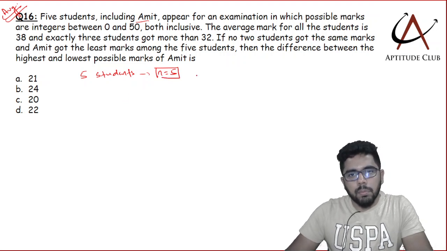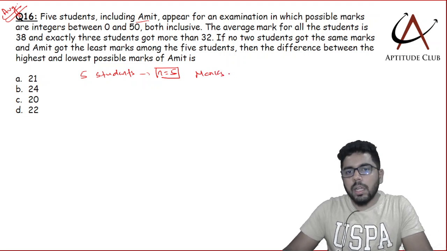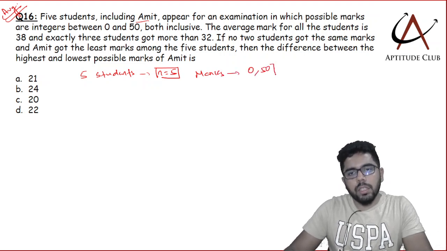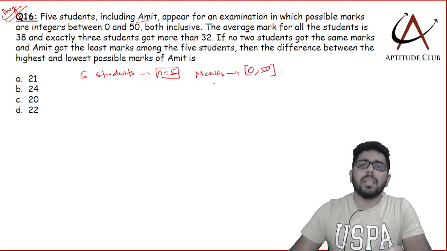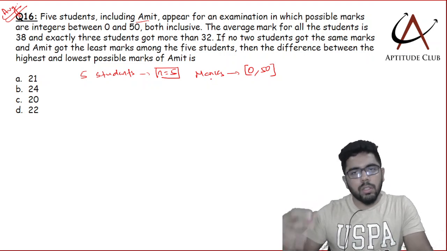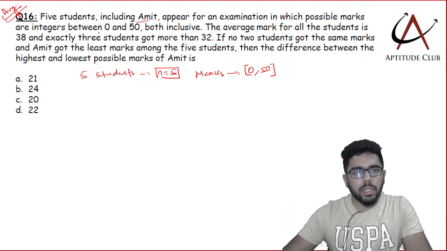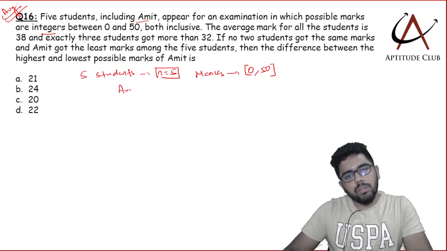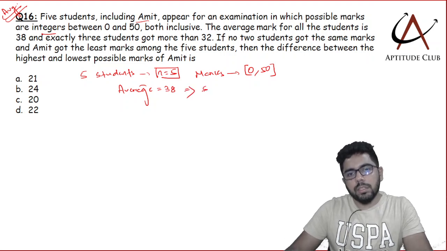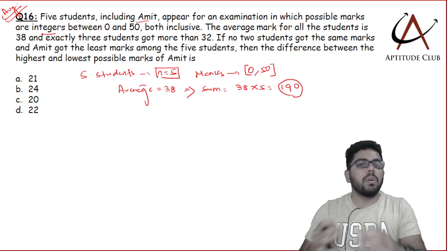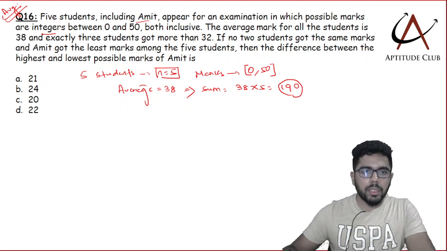And they have marks starting from 0 till 50, both inclusive. That means the mark can be 0 or 1 or 2 or 3 till 50, and all the marks are integers. Now the average mark of all the students is 38. So if the average is 38, this implies the sum will be 38 into 5, 190. Sum of the marks of all 5 students will be 190.